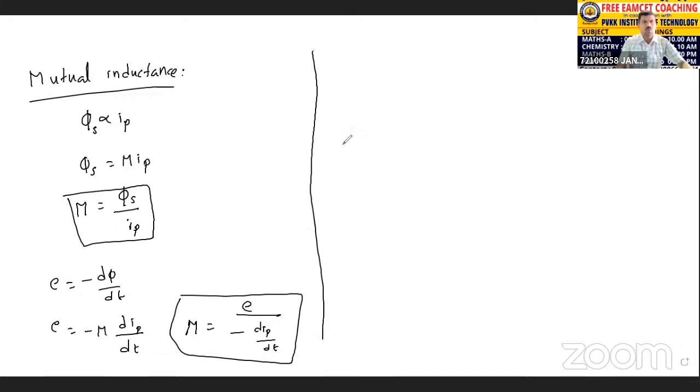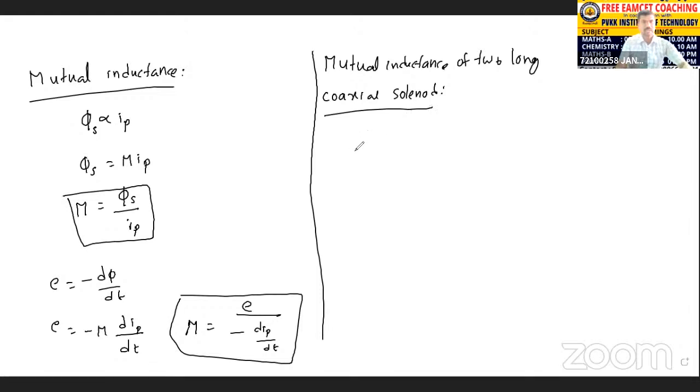Next, mutual inductance of two long coaxial solenoids. Let's just learn the formula for this. Mutual inductance of two long coaxial solenoids. What we can find out is the mutual inductance formula: M is equal to mu naught mu R N1 N2 A by L. Mutual inductance of two long coaxial solenoids.